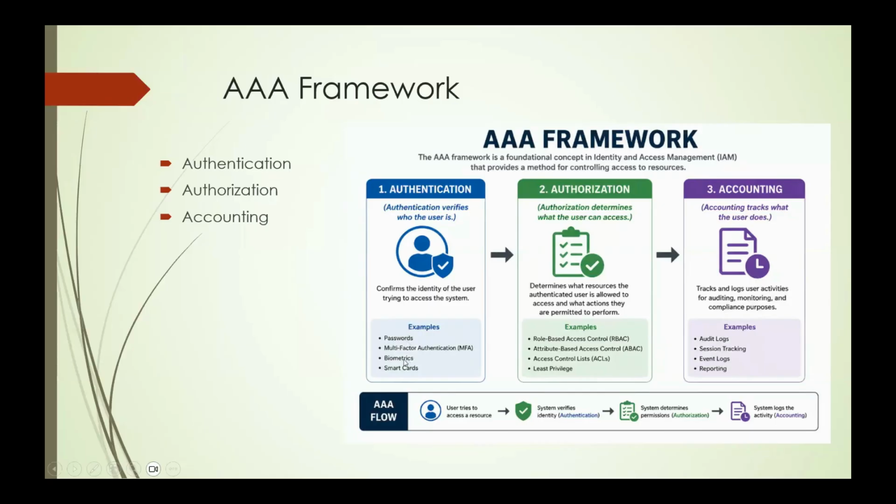So we give passwords, multi-factor authentication, biometrics, or smart cards and authenticate ourselves. Then we are authorized based on role-based access control, attribute-based access control, or access control lists, and we will always be given least privilege access, that is, only the required access. Then whatever we perform, we are accountable for that. So accounting is done using audit logs, session tracking, event logs, and reporting.